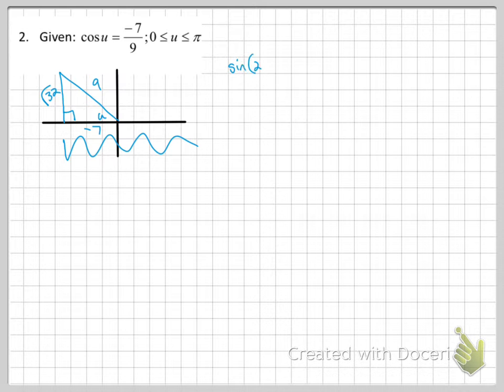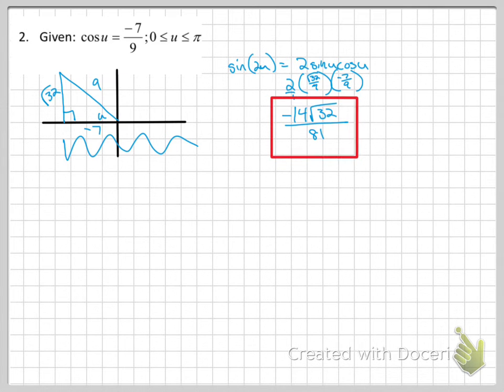Might as well just start with sine 2u. There's only one formula for sine 2u. Using my picture, sine of the picture is root 32 over 9. And cosine of the picture was also given. So put it over 1, multiply straight across. You get negative 14, because you can multiply whole number to whole number, but then root 32 stays the same. Over, and then 9 times 9 is 81. This is the answer to sine 2u.